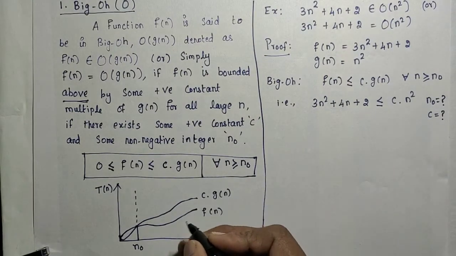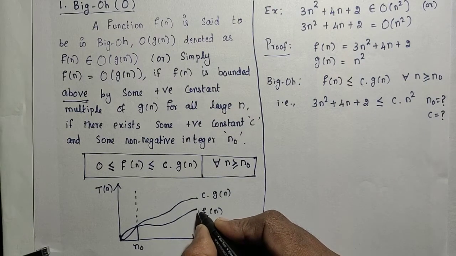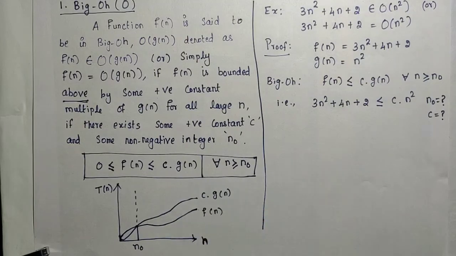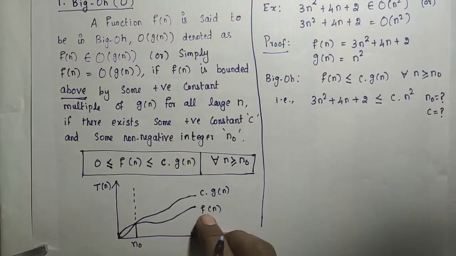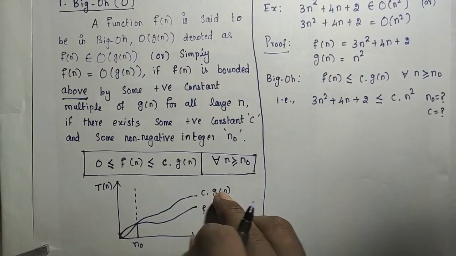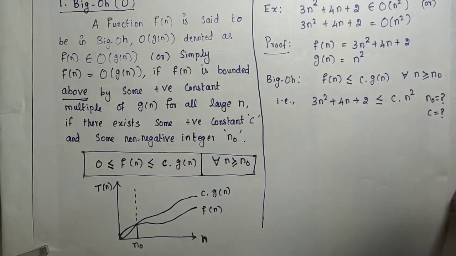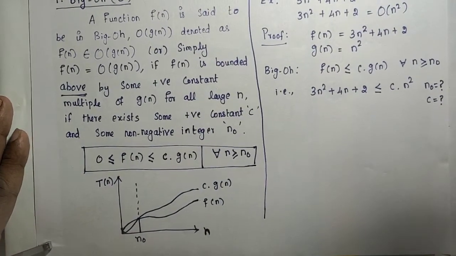It must be less than or equal to c into g of n. So then we can say f of n belongs to O of g of n. That only we have to prove. Okay, one example for this.